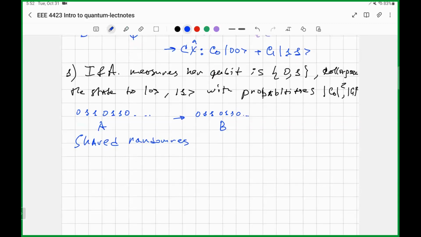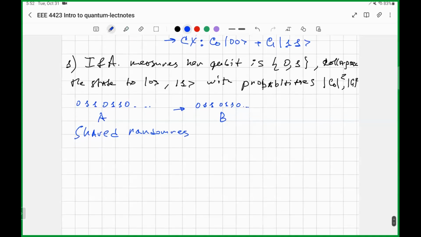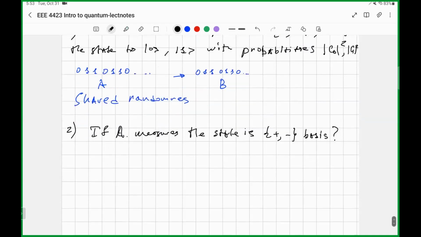But this is not our initial purpose, or our initial goal, to send or teleport the state from Alice to Bob. And in order to do so, Alice can measure the state in other bases. For example, in the basis plus minus. So if Alice measures the state in plus minus basis, what if?